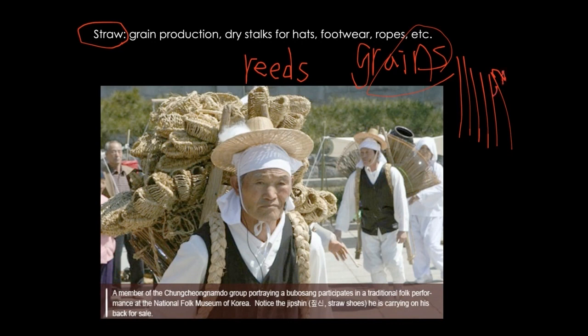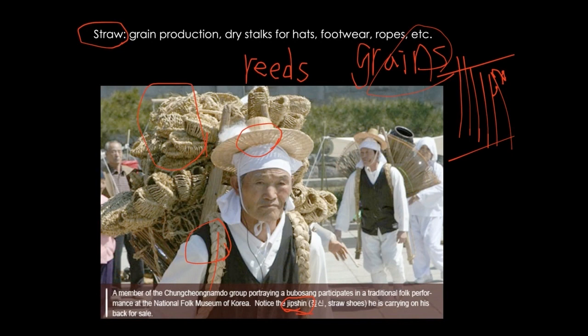So after the harvest season, they save all of these straws, and you make it dry, and then you can create a rope. Do you see the rope here? Or you can make a hat, or sometimes they use bamboo strips, and then you can make shoes. These are straw shoes. It's called jipshin in Korean. Here, jipshin, and these are shoes for ordinary citizens.